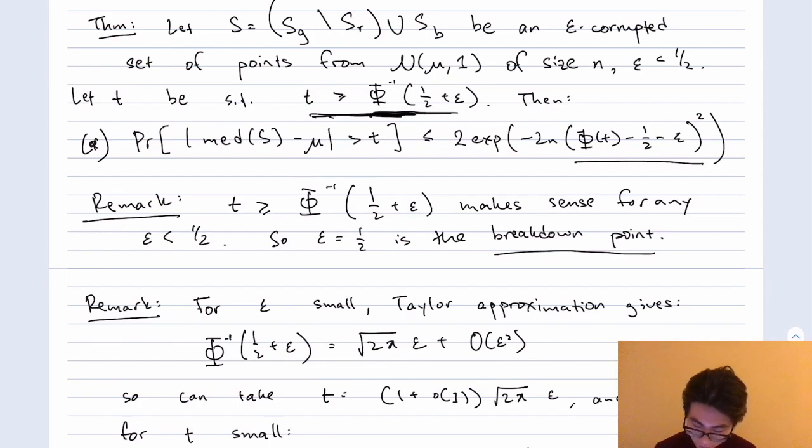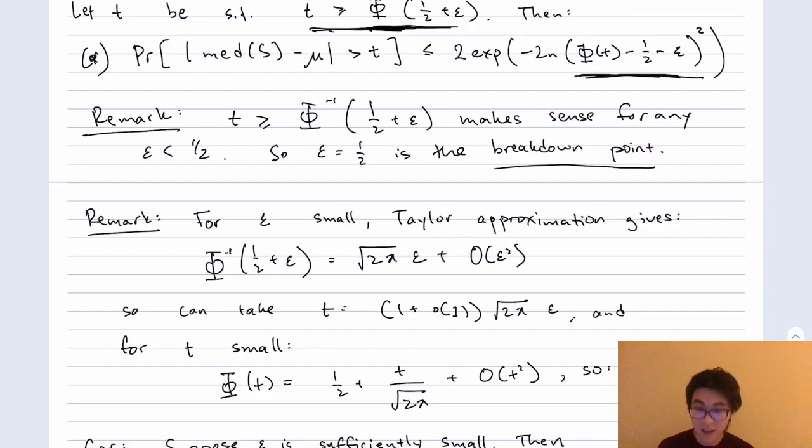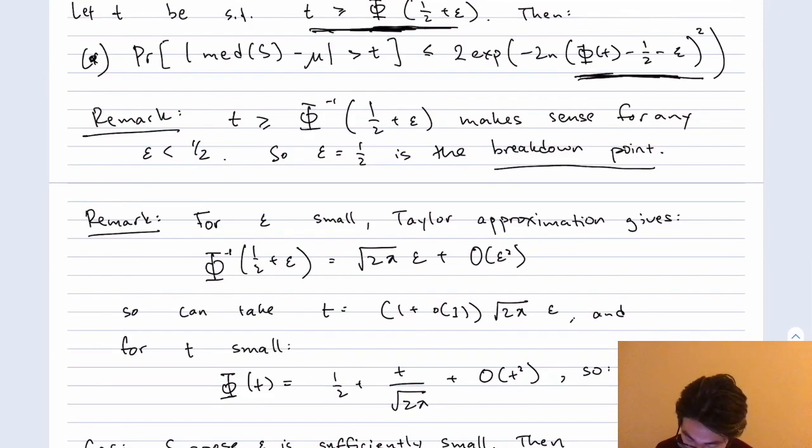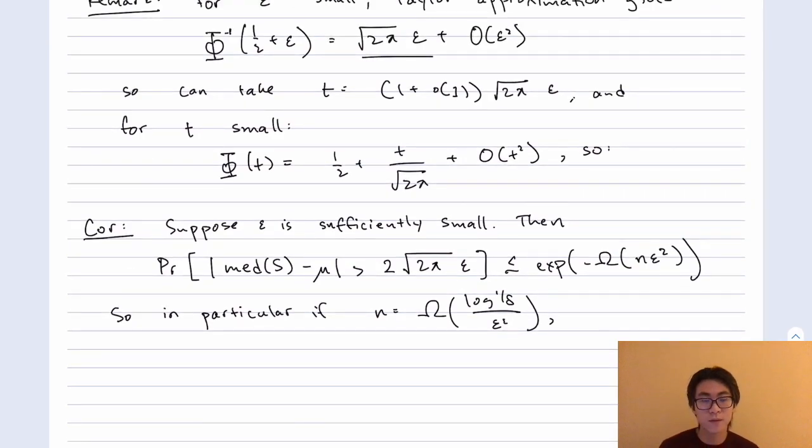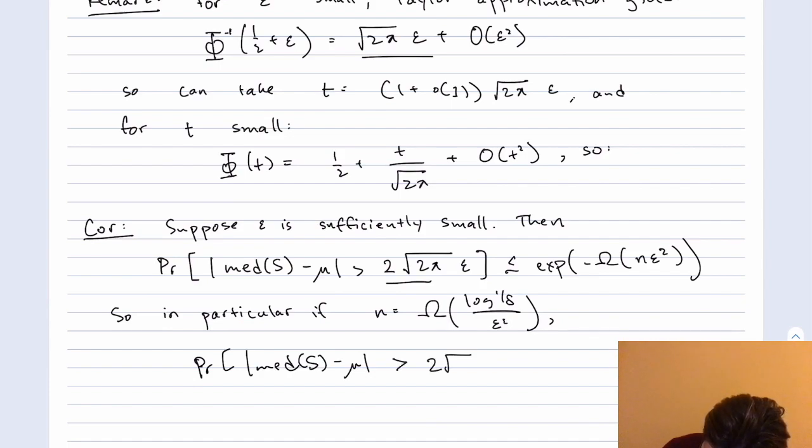or theta of epsilon. And then if we plug that guarantee back in here, if we set t equal to theta of epsilon, then we can also plug in the Taylor approximation for phi, and phi of t is roughly speaking just 1/2 plus t over root 2 pi. And recall that t itself was roughly root 2 pi times epsilon. So this expression simplifies a lot, and essentially what I'm getting at is the following corollary: if epsilon is sufficiently small, then the probability that the median of S minus mu exceeds this constant, 2 root 2 pi times epsilon, decays exponentially, like e to the minus omega of n times epsilon squared. So in particular, if I set n to be omega of log 1 over delta over epsilon squared, for any delta, then we simply get that the probability that the median of S minus mu exceeds 2 root 2 pi epsilon is less than or equal to delta.